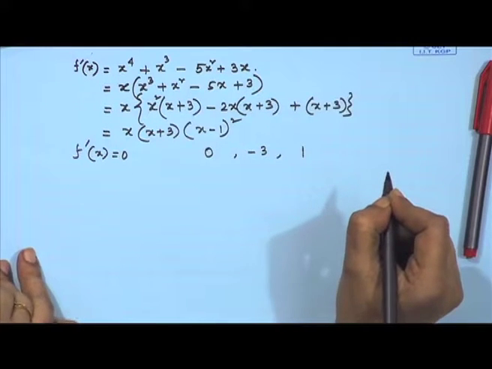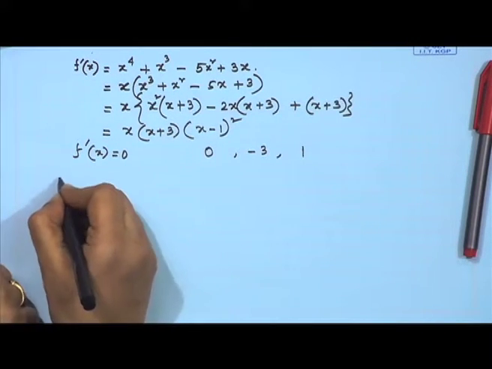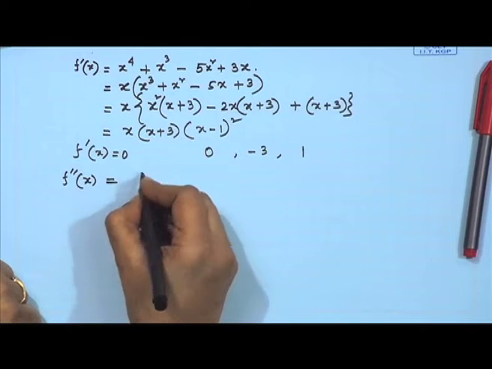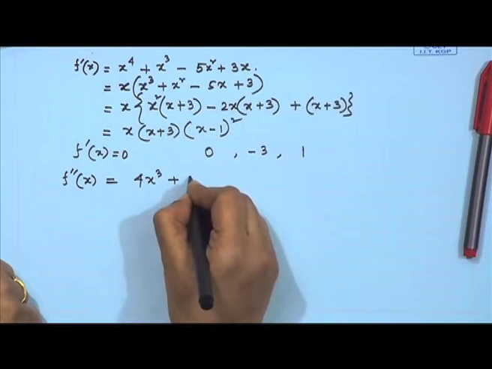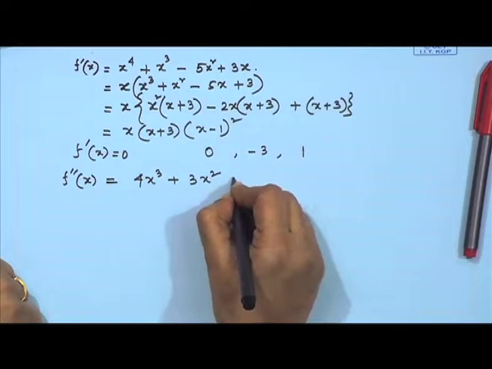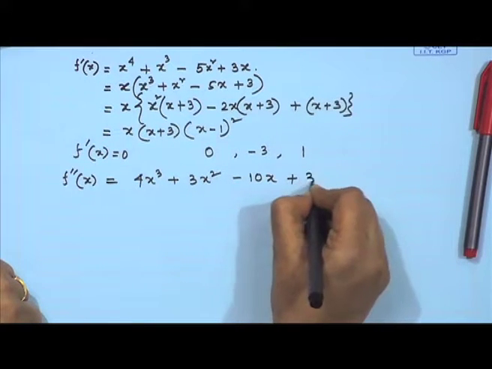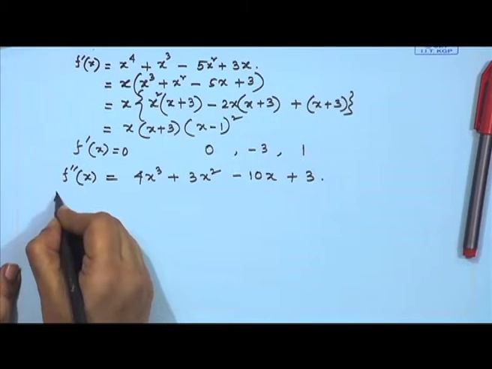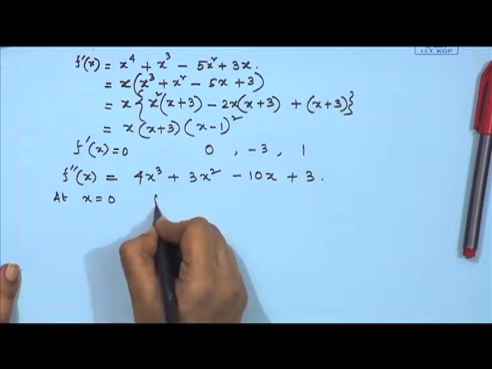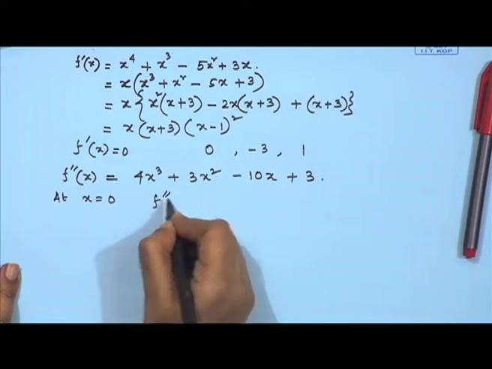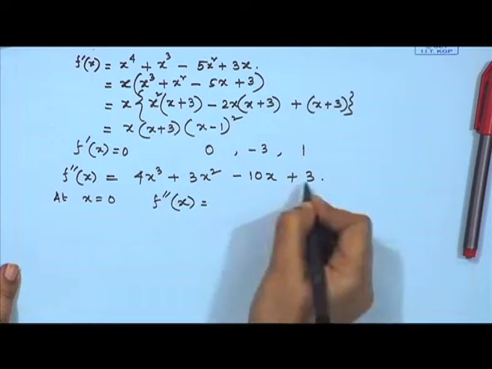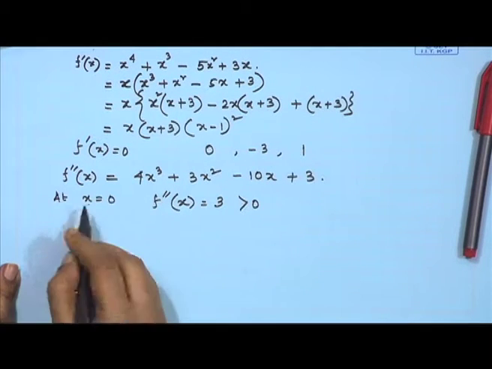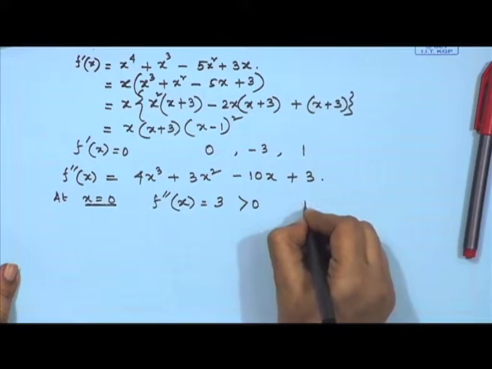Okay. Now, for checking the maximum and minimum of the function, we will go for the second order derivative of f x. Then it would be 4x cube plus 3x square minus 10x plus 3. Let us see what is happening at the individual 3 stationary points. At x equal to 0, we get f prime x equal to 0 as well as f double prime x, if I substitute 0 everywhere, equal to 3, that means this is greater than 0. That means x equal to 0 must be the minimum point.